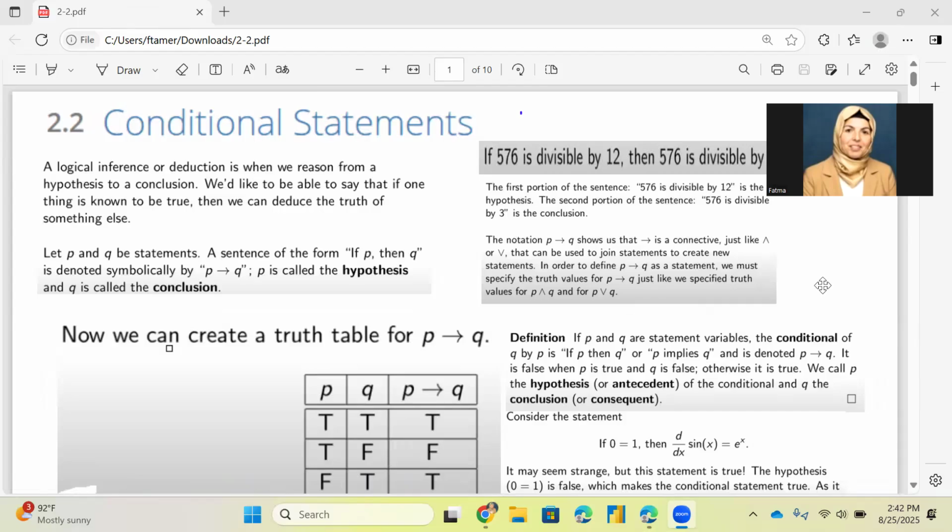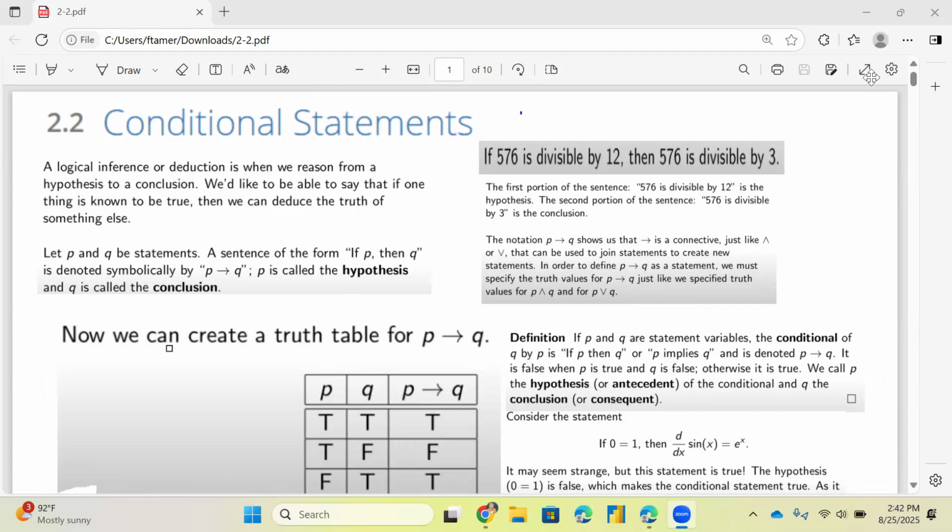1.2 is conditional statements. A logical inference or deduction is when we reason from a hypothesis to a conclusion. We would like to be able to say that if one thing is known to be true, then we can deduce the truth of something else. If we have P and Q as statements, a sentence of the form if P then Q is denoted symbolically by P arrow Q.